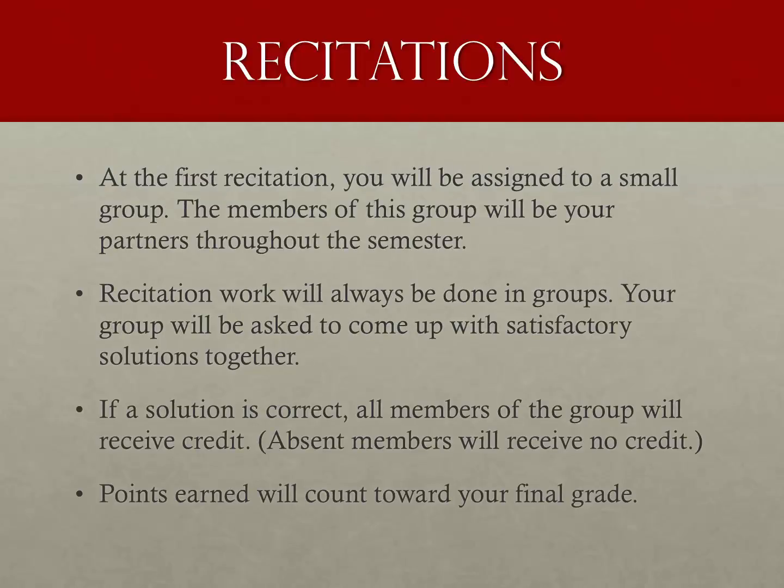When you attend the first recitation, your recitation instructor will assign you to a small group. The members of this group will be your partners throughout the semester. Recitation work will always be done in groups. Your group will be asked to come up with satisfactory solutions together. If a solution is correct, all members of the group will receive credit. Of course, absent members will receive no credit. These points count toward your final grade.